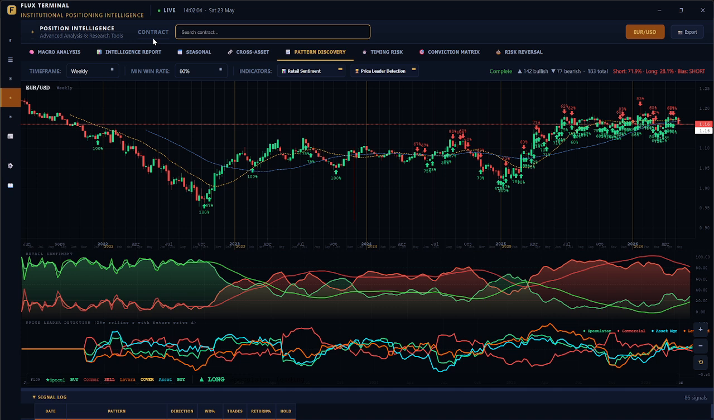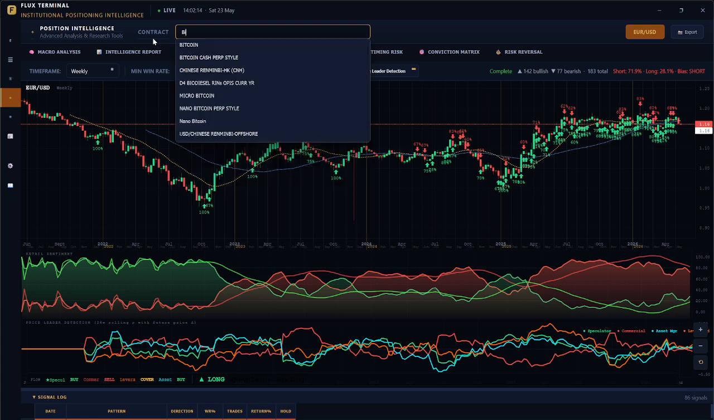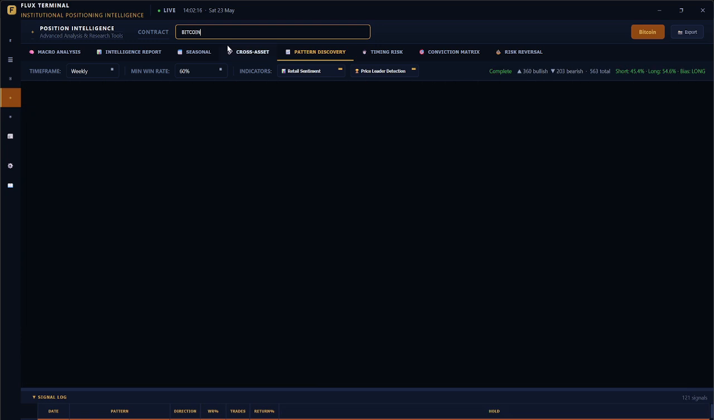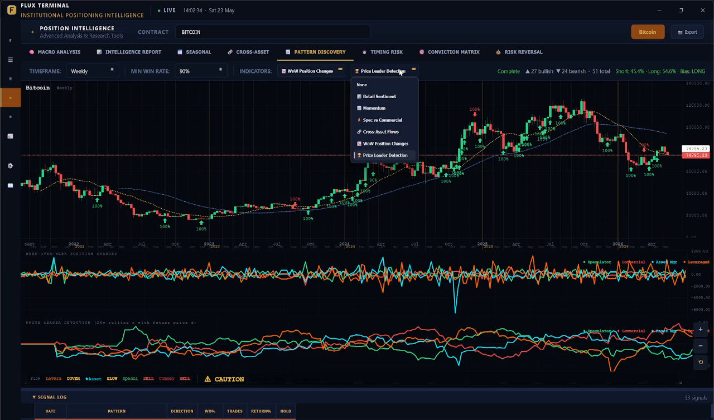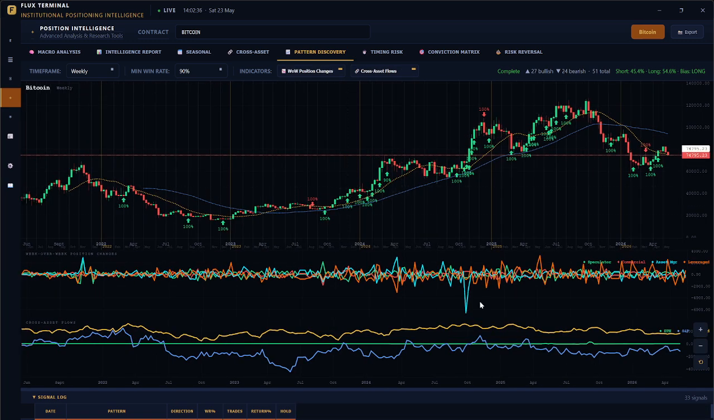We'll be explaining more in detail once I make recordings as a trade example, or how to analyze any contract. So basically you can play around and load any assets into the chart, and then you can apply different win rate ratios to filter out the patterns and look at different indicators which you cannot find anywhere else except in the Flux terminal.